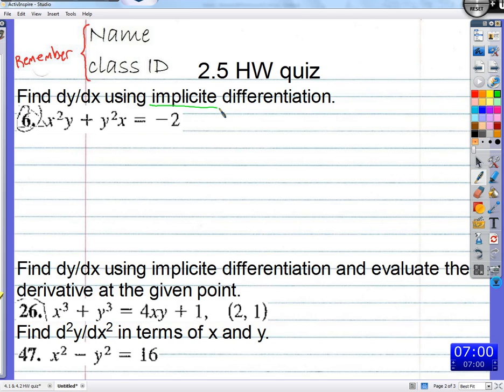Just like we would use the chain rule to take the derivative of something like the sine of 2x plus 1. We would take the derivative of the outside function, keep the inside function the same, then multiply by the derivative of the inside function. It would be the cosine of 2x plus 1 times 2. Right? Times 2, because the derivative of the inside is 2.